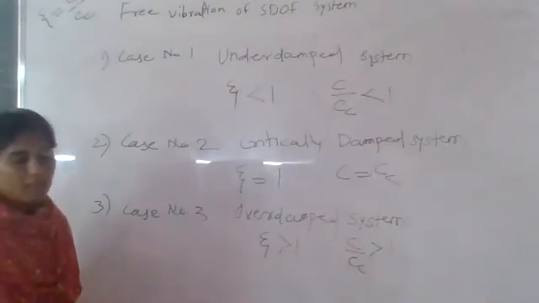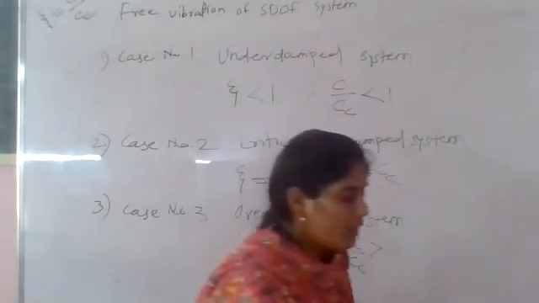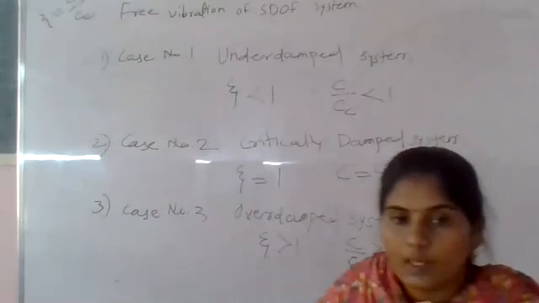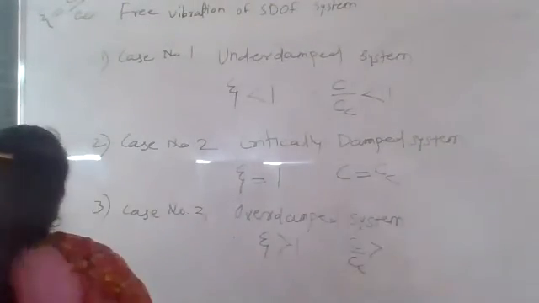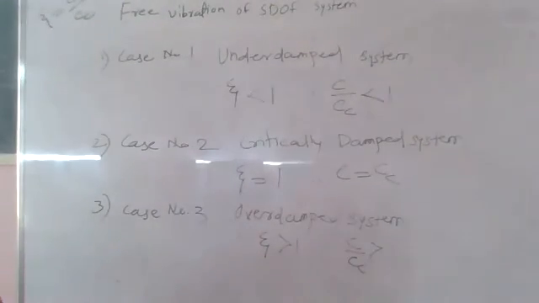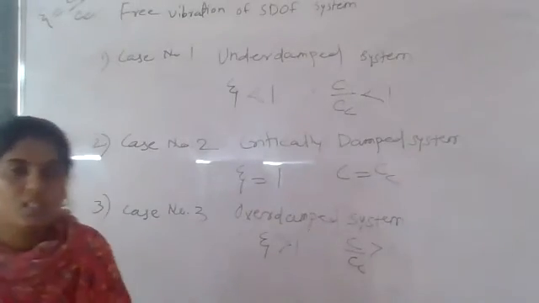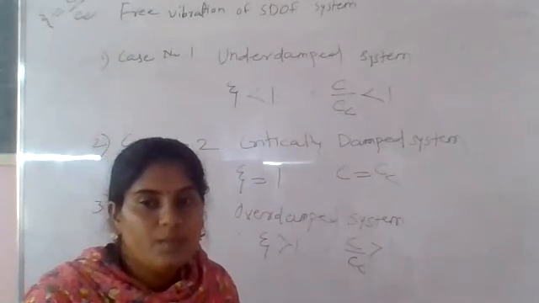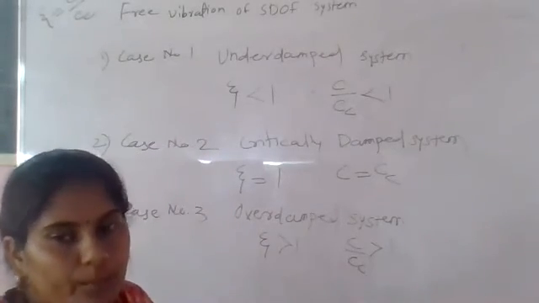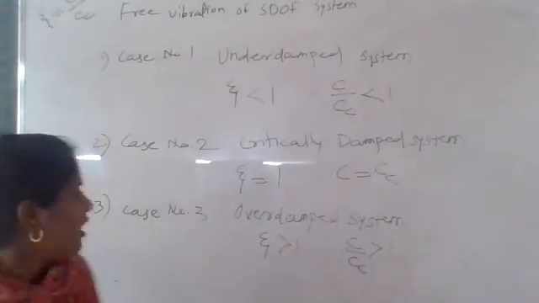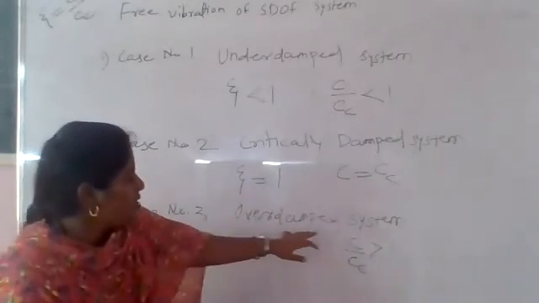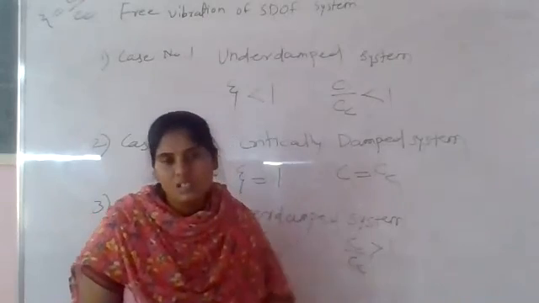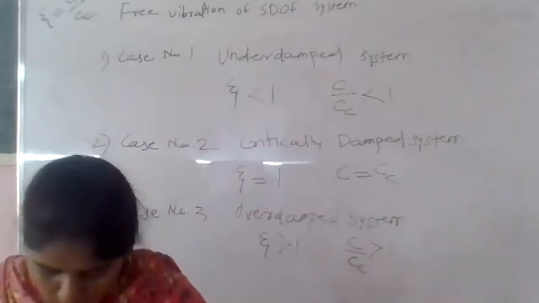Based on this damping ratio zeta, there are 3 cases. First one is the under damped system. When under damped system comes, C by Cc is less than 1, that is zeta is less than 1. Second condition is the critically damped system, that is zeta is equal to 1, means C is equal to Cc. And for the third condition, over damped system, zeta is greater than 1, means C is more than Cc. So all of you write these 3 points.